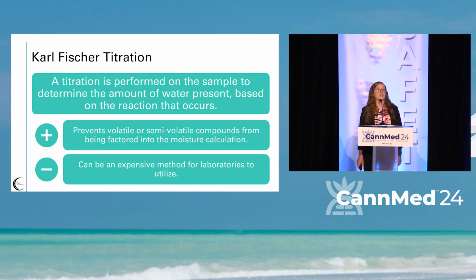First up, we have Karl Fischer titration, and this is the gold standard for botanicals and agricultural agents, but it's difficult to do.